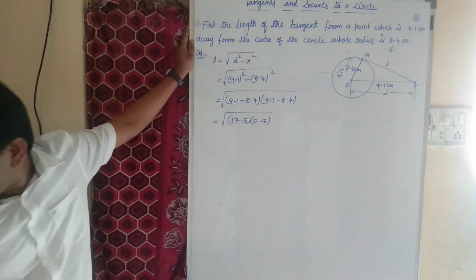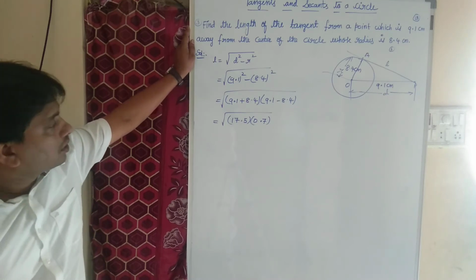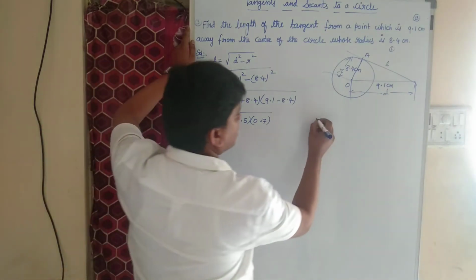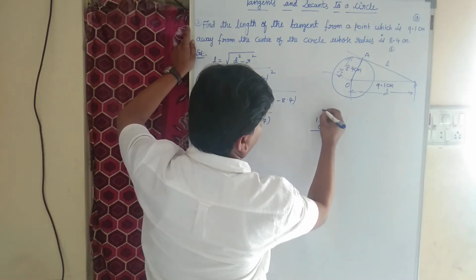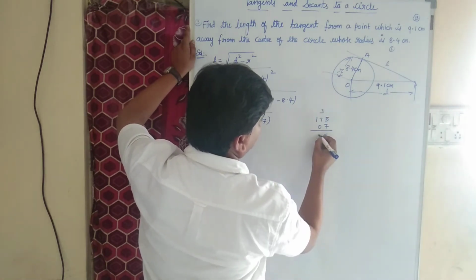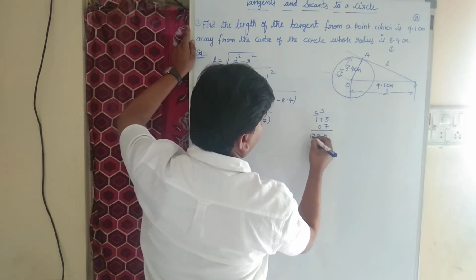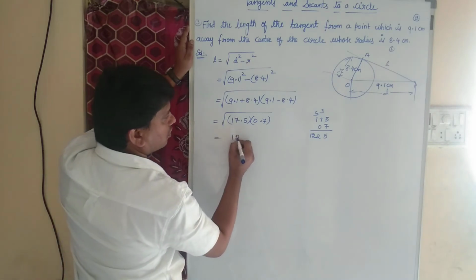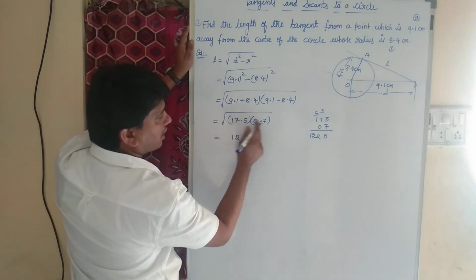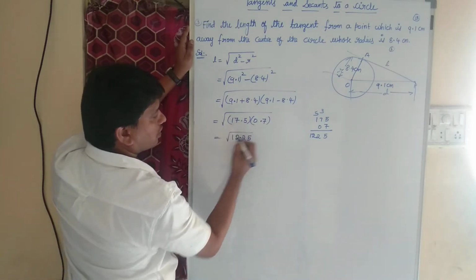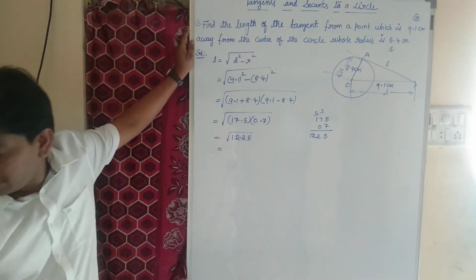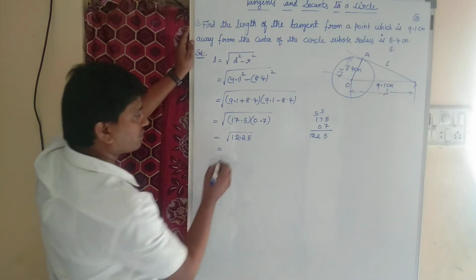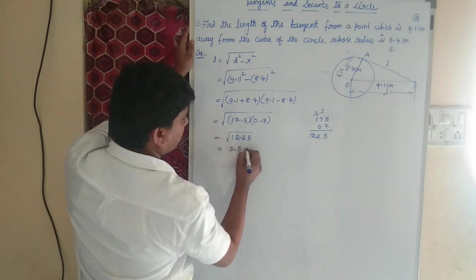Okay children, let us multiply 17.5 into 0.7. 7 fives are 35, 7 sevens are 49 plus 3, 52, 7 ones are 7 plus 5, 12. So after the decimal, two digits: root over 12.25. So what is the square root of 1225, which is equal to 35? Yes. So square root of 12.25 is 3.5.